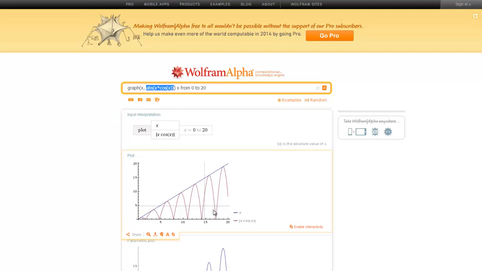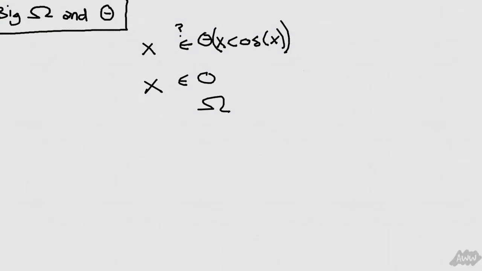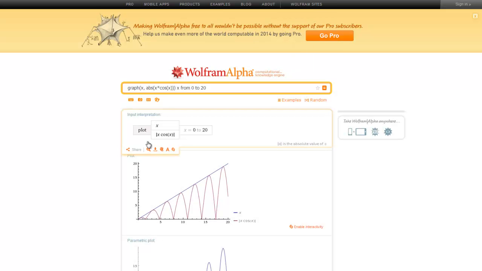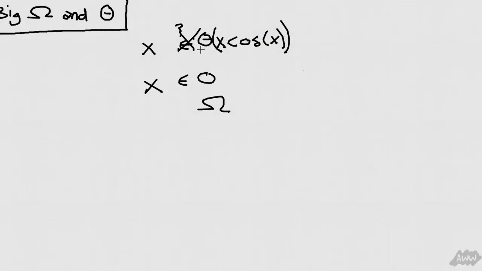And here we see that x is an upper bound, but there's no way to make it a lower bound. Even if we made this x a really small number, it could only get so low, but x cosine x would always jump to 0 occasionally. So we can't make x a lower bound, we can't make x into Big Omega, and because of that, x is not in Big Theta. x is only an upper bound, so x is only Big O.